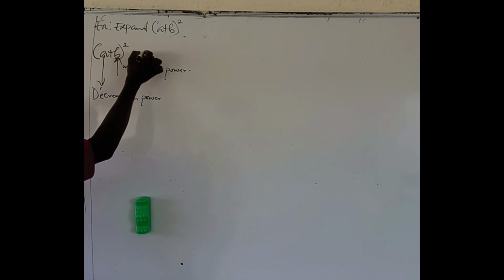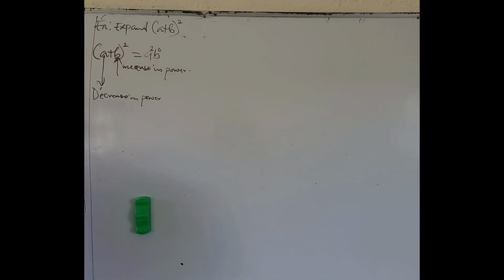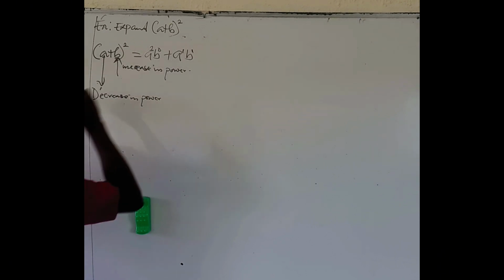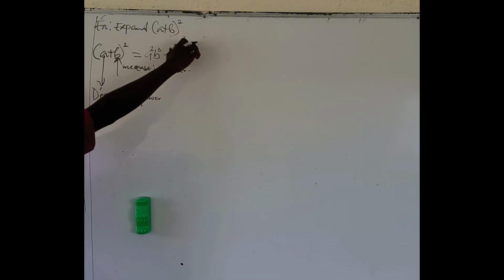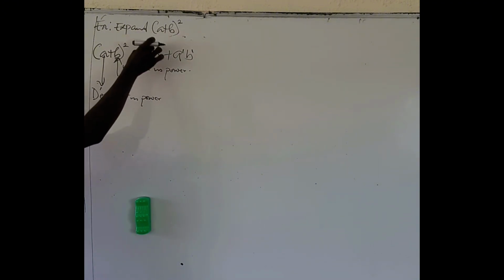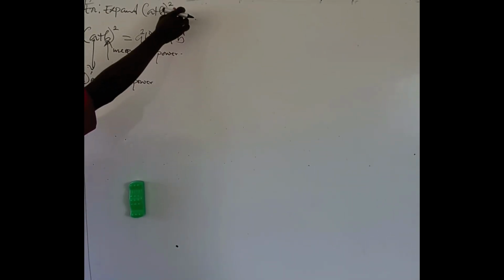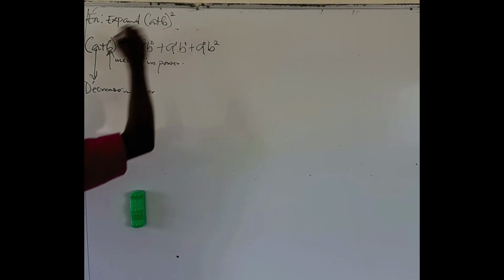So we are going to have a plus b raised to power 2 in the form of a raised to power 2, b raised to power 0, are you there? Plus a raised to power 1, b raised to power 1. If you observe, as a is decreasing, b is increasing. Here, a is raised to power 2, while b is raised to power 0. But when you move to the second term, a is raised to power 1, decreasing, and b is increasing. So, plus a raised to power 0, b raised to power 2.